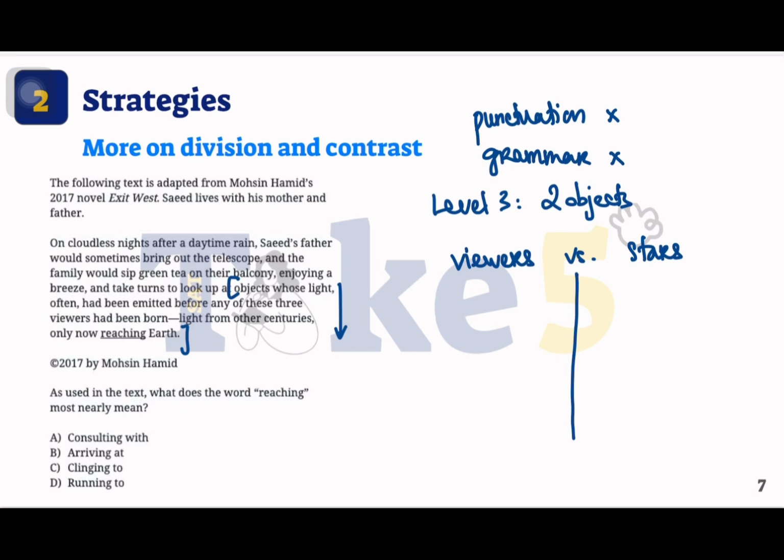Next, we list down all characters that we can find of each side. We see that the stars have light emitted before any of these had been born. This is the DBR and also the plus minus indicator at once. We know that this means the stars were born way earlier than the viewers. So we can see that the DBR describes their age, or how long they have existed. And the two objects here are contrast. The stars are old and the viewers are young.